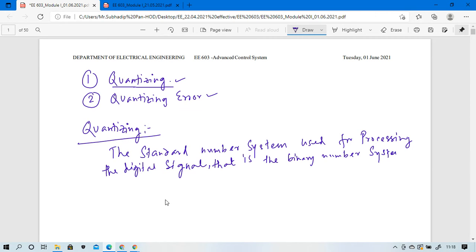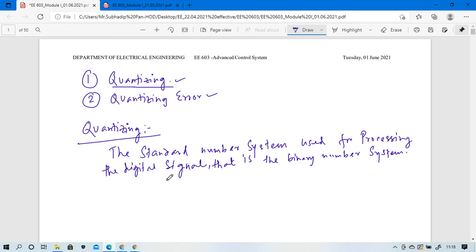So anyone heard about the number system, standard number system in the digital electronics? Number system पढ़े हो? Hello, anyone? Rahul? Yes, sir. Number system. हाँ, number system क्या है? What the number system is? The standard number system बोलने से क्या? What the thing is that? The standard number system in the digital electronics.